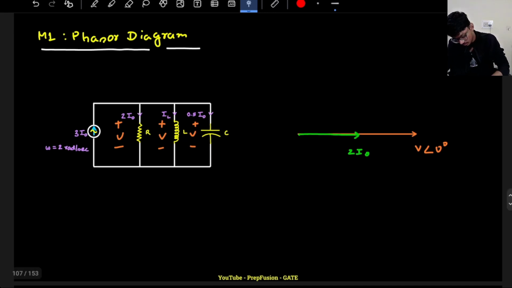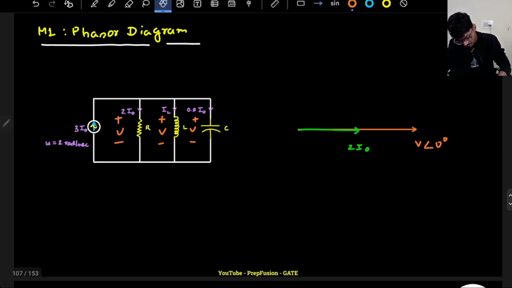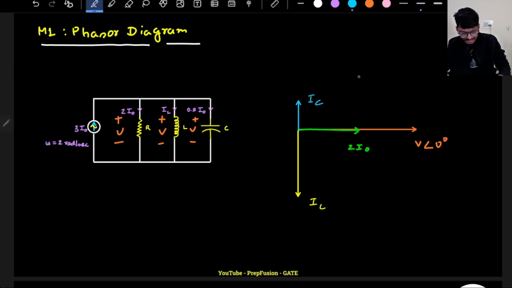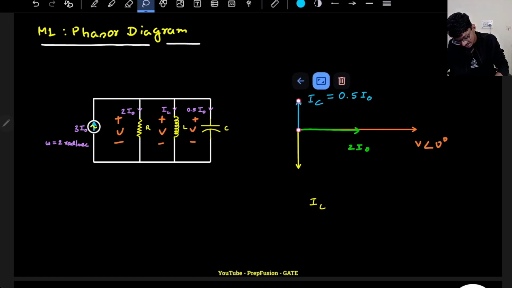Let's assume this IL is here, in the downward direction, because it will lag. This is my IL, and this is my IC. In case 1, let's assume IC is less than IL, where IC magnitude is given as 0.5 I0. Okay, let's first assume the wrong case, because I know you already know the correct case. So the wrong case is basically my IC is greater than IL.